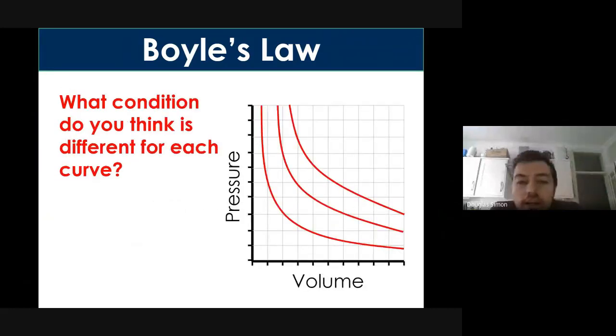Okay, have a look at this graph here and think about what am I changing as I go from this line here to this line to the very top line.